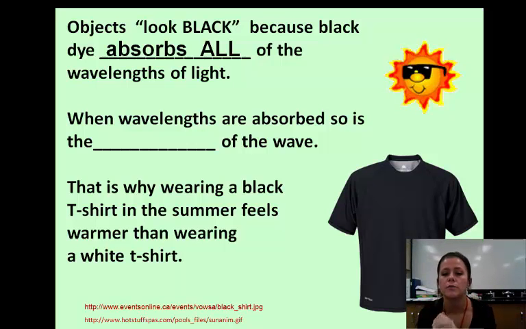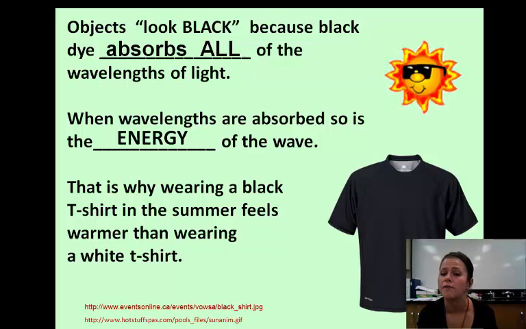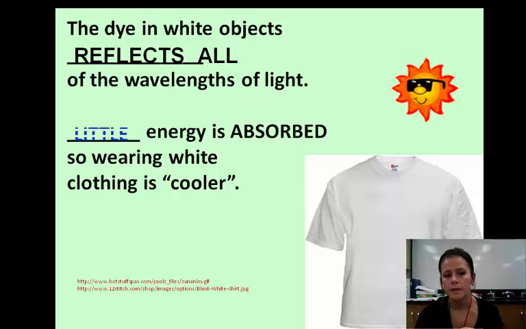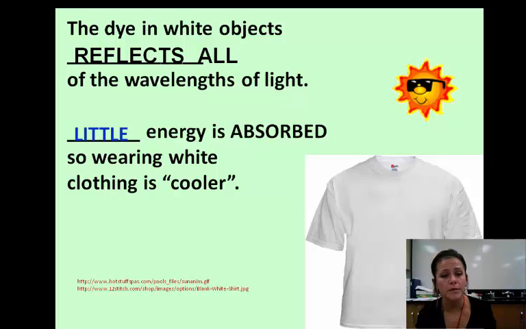So when wavelengths are absorbed, so is the energy of that wavelength. So think about why you might be hot in the summertime if you wear dark colors, because you're absorbing all of the sun's energy. The dye in white objects, we know white light is made up of all of the colors of the rainbow. Well, that means that all of the colors are being reflected to our eyes. So little energy is absorbed, and that's why it's cooler to wear lighter color shirts during the summer.